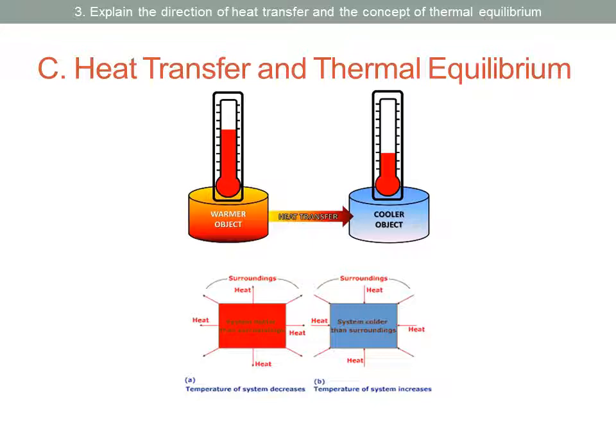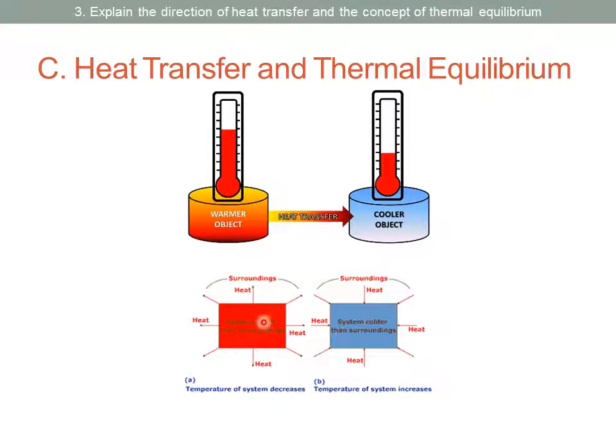Here is a picture that relates the terms system and surroundings that we learned on the previous learning target. On the left here, we have a system that is hotter than the surroundings. So notice the arrows going away or out of the system represent heat energy leaving the system and going to the surroundings.